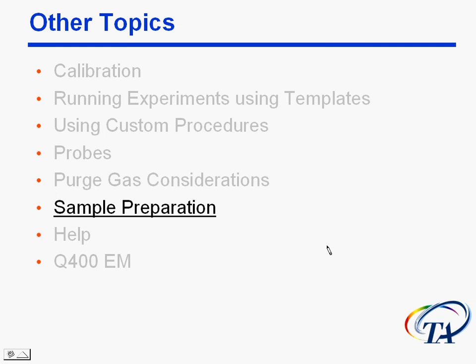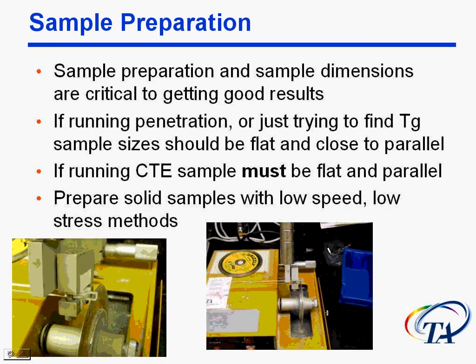Now let's talk about sample preparation a little bit more. We talked about it just real briefly earlier, and I showed a picture, but if you want to get good results on the TMA, sample preparation and sample dimensions are critical. If we're running penetration or we're just trying to find glass transition, samples should be flat and parallel, or at least parallel as best you can. If you're running coefficient of thermal expansion, they have to be flat and parallel if you expect to get any data that's worth anything, okay?